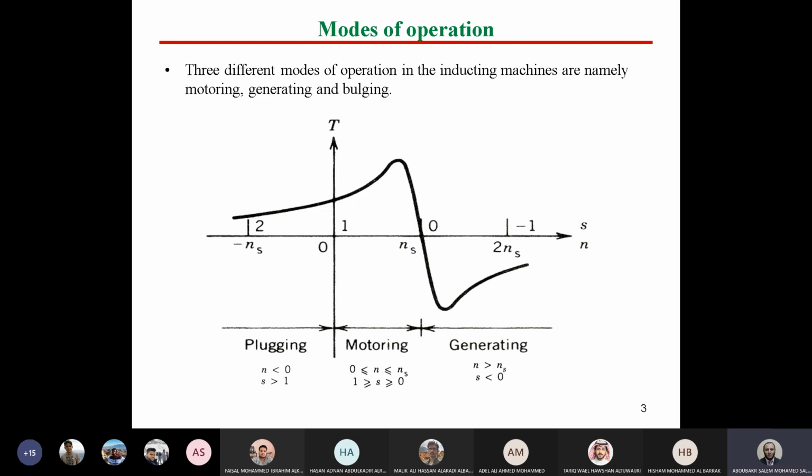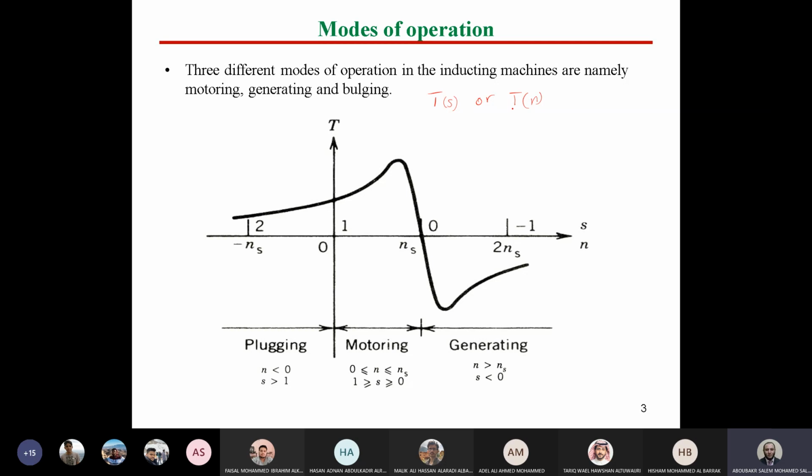Modes of operation means the different modes in which the machine can operate, which means we have now the induction machine. For the induction machine, the characteristic that we have discussed before is a relation between torque and slip. So it's T as a function of S, or we can say T as a function of N. This is the characteristic of the machine.